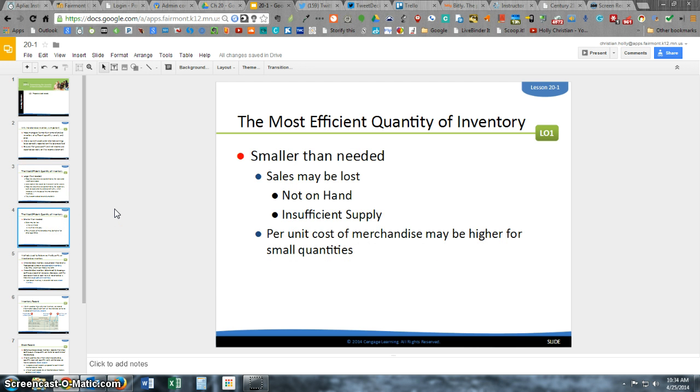On the flip side, though, you don't want to have too little inventory. If you don't have enough, you could lose out on sales because you either don't have it on hand at all, or you have such a small supply on hand you can only sell what you have and you're missing out on some more. Also, when you buy in smaller quantities, a lot of times the per unit price is going to be higher. You need to look for that if you're the buying officer in a company: how much does it cost you per unit? It might actually save you money to buy 10 more of a product that you know you're going to be able to push than buy 10 less, because it just costs more.